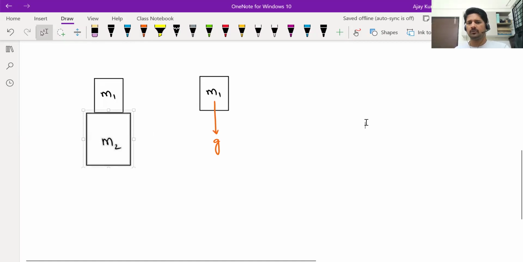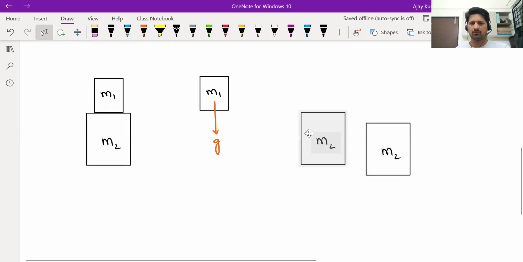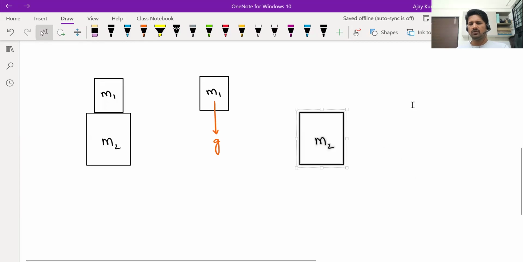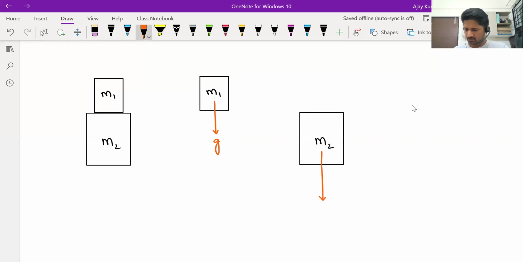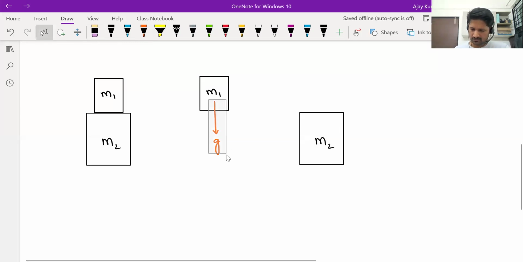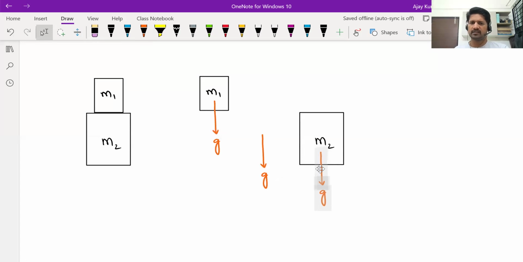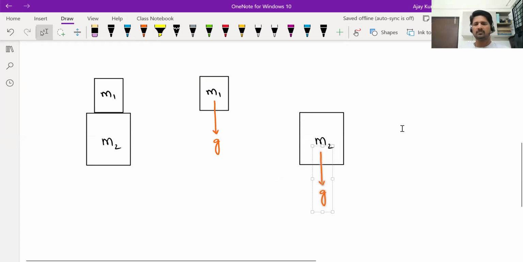Now consider only M2. I'm telling this to all of you. If you release it under gravity, we know it will also accelerate downward with an acceleration of g itself. Not more, not less. Both will have the same acceleration. Let me copy this arrow. Acceleration due to gravity will be the same for both of them. If you call it 9.8, it's 9.8. If you take it as 10, it will be 10. But it will be the same for both.